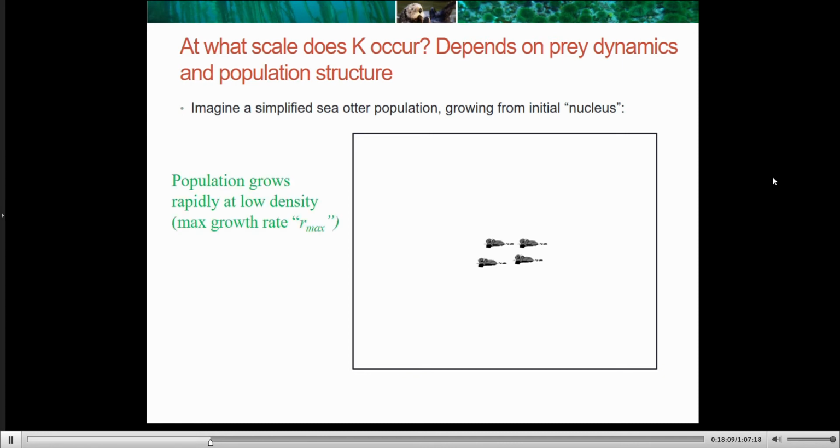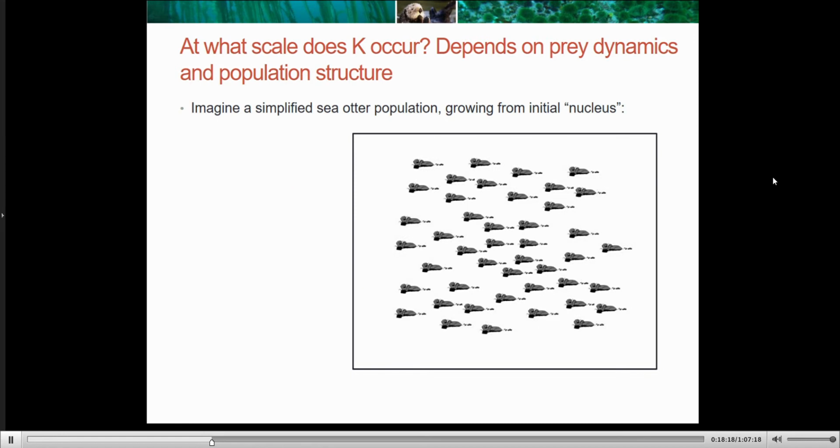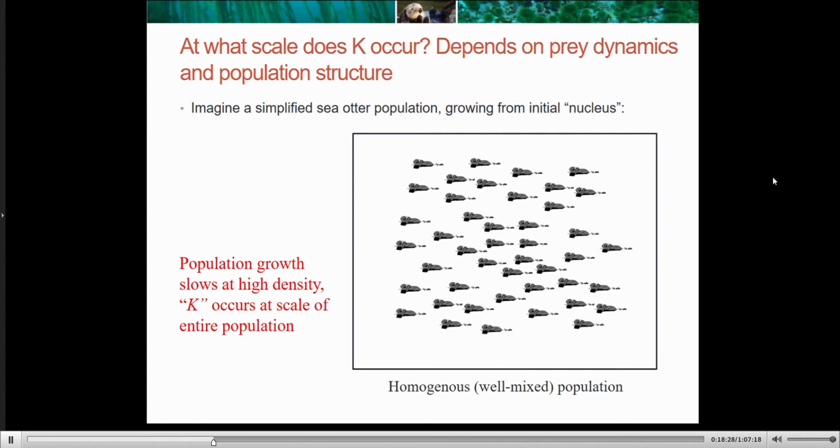So the population theoretically grows at low density at a very high rate of growth, ideally somewhere close to the Rmax. And eventually, as you get more otters, population growth slows until it reaches carrying capacity. That carrying capacity will be defined for this scale of the whole population. So that's a very simple picture of a homogeneous, well-mixed population.